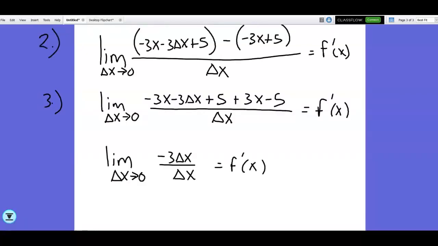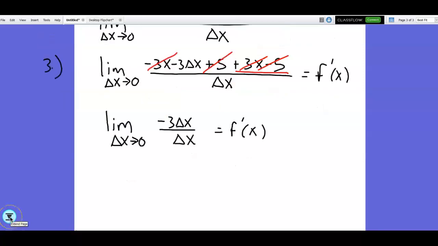All right, so step 3 is to simplify. So the first thing I would recommend doing is distributing the negative into this second set of parentheses, which makes them become positive 3 minus 5. And then these cancel, leaving me just with the negative 3 delta x on the top. All right, go ahead and pause the video here now and move on to step 4.